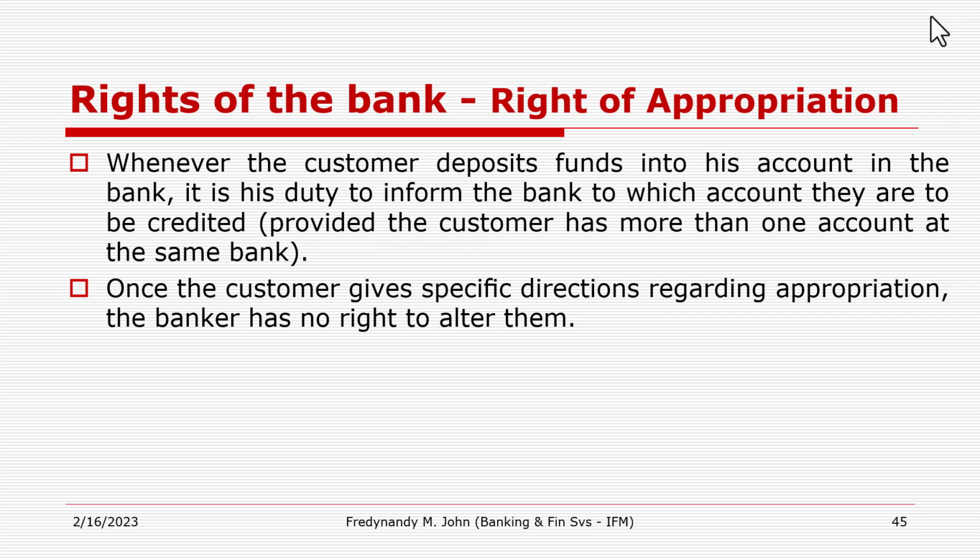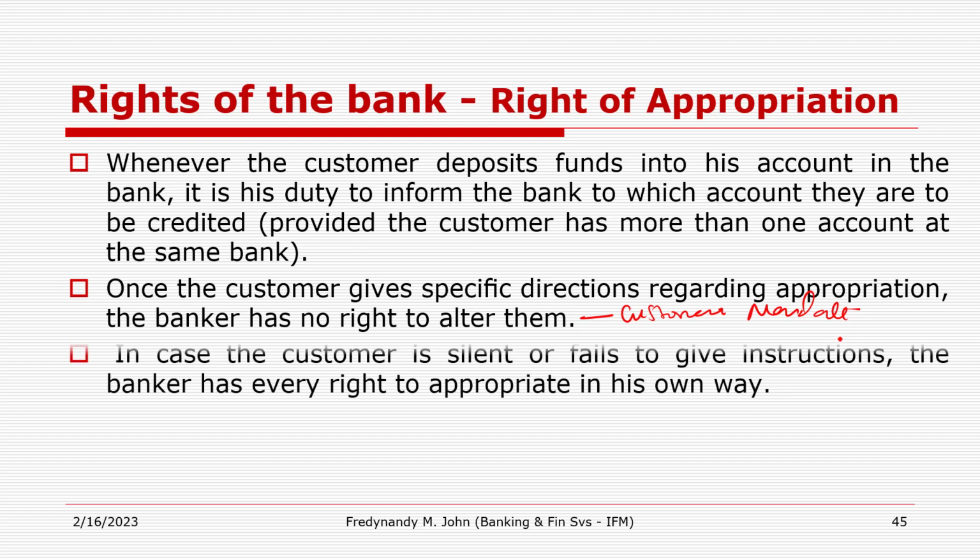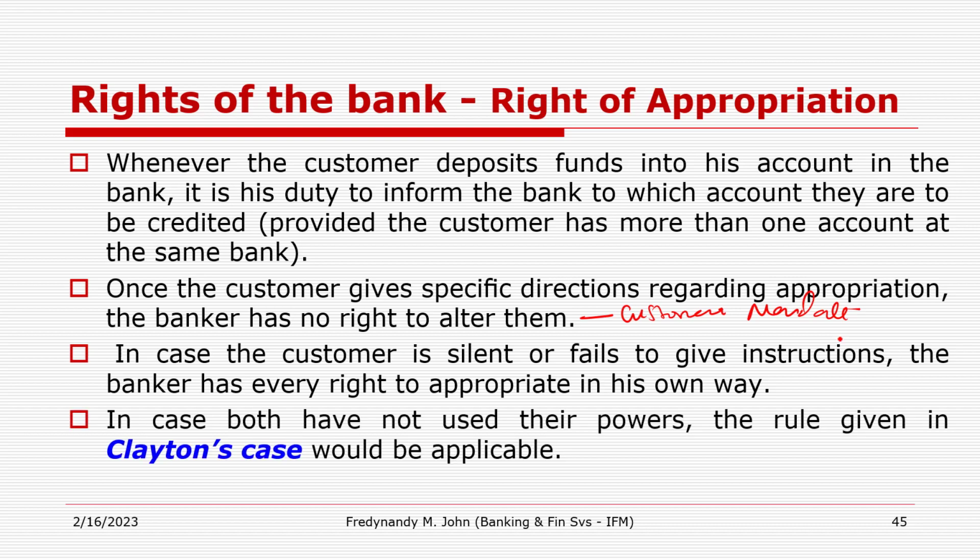Why? Let's recall the duty or obligations of the banker. That is, a banker has a duty to obey customers' what? Customers' mandate. Therefore, if the customer appropriates, the banker has to obey. The banker has to follow customers' mandate. However, if the customer is silent, that is to say, if the customer does not give any instruction to the bank, then the banker has a right to appropriate in his own way. We're going to discuss this with some examples to make it clear to every one of us.